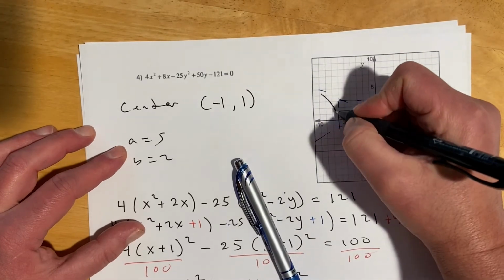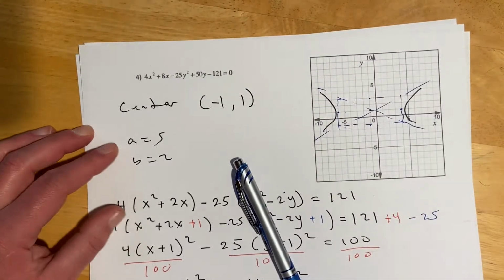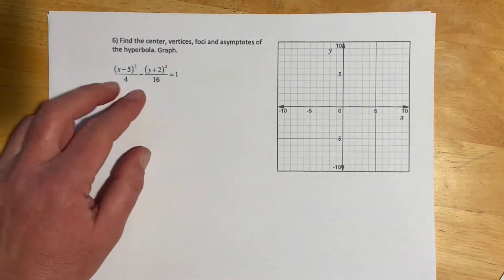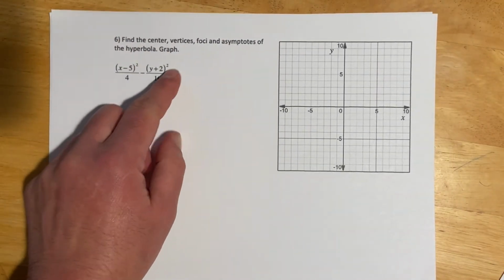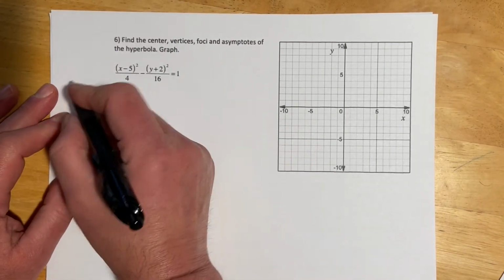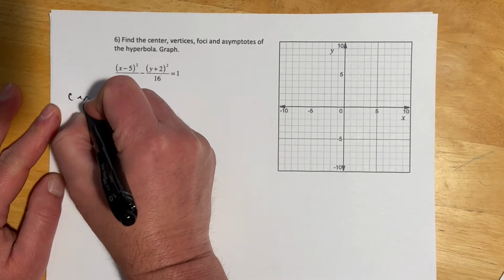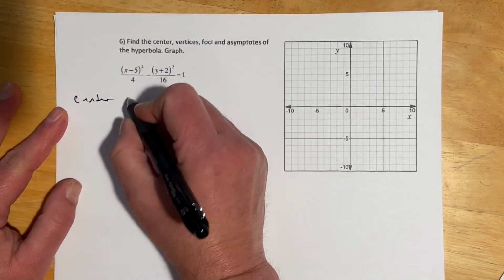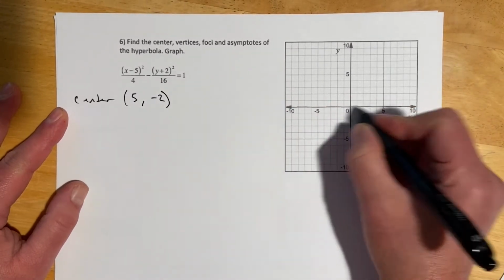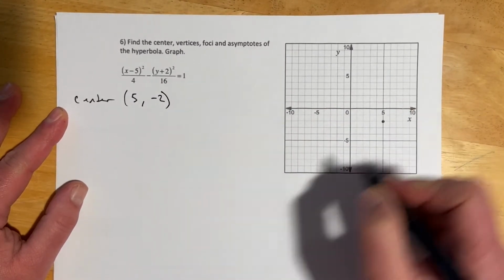And then this would open that way. Okay, so this is the one where we're given the equation and we're asked to find all of the stuff and graph. So center is going to be at 5, -2. So when x is 5, y is -2.